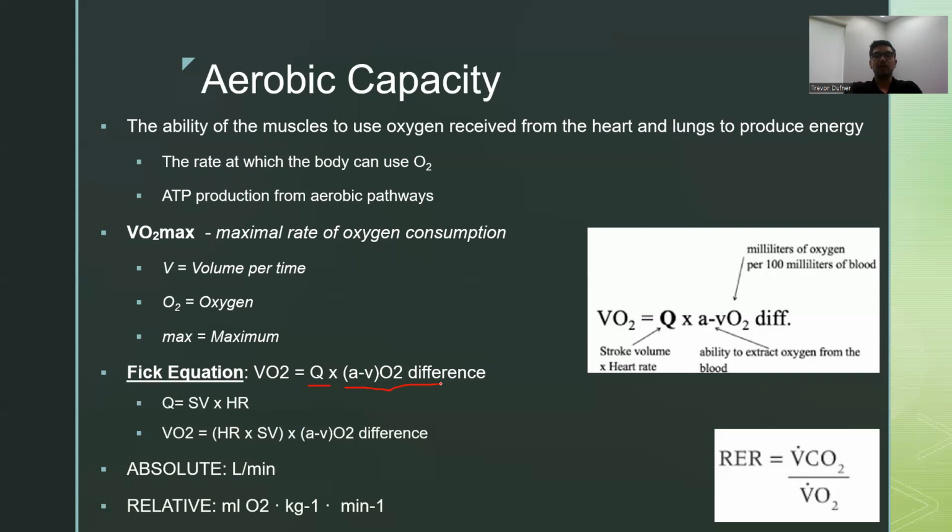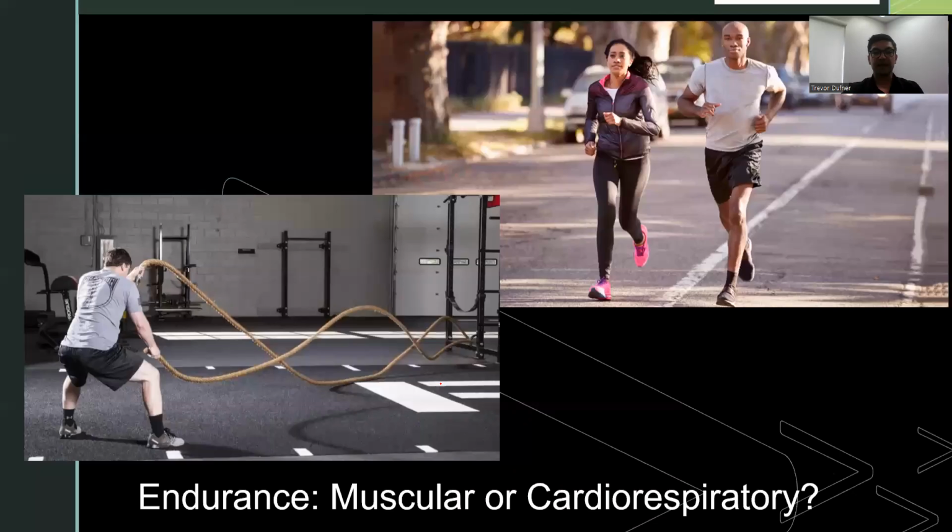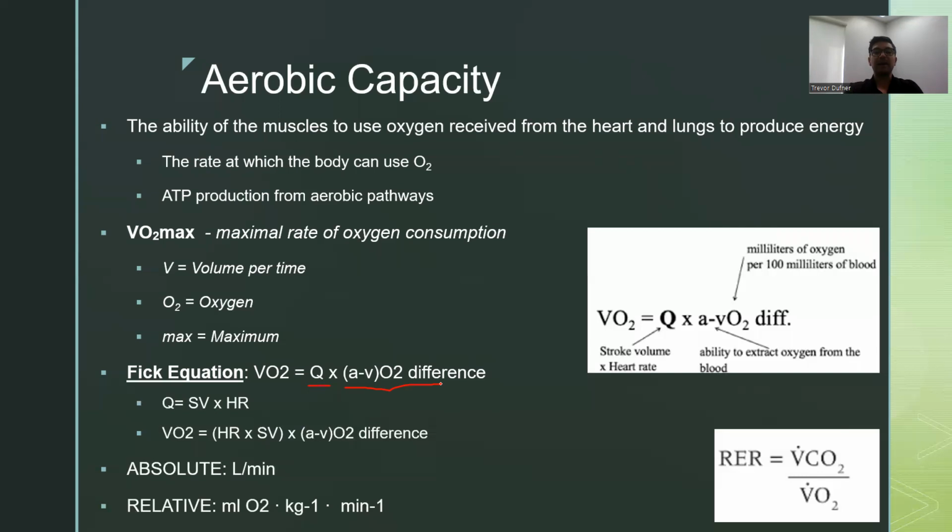If you remember, AVO2 difference is the difference in oxygen from the arterial side to the venous side. If there's a greater change in oxygen from the arterial side to the venous side, that means more oxygen is being extracted by the muscles. So if you have increased blood flow and increased oxygen extraction by the muscles, you must be consuming more oxygen, hence a higher VO2 max.